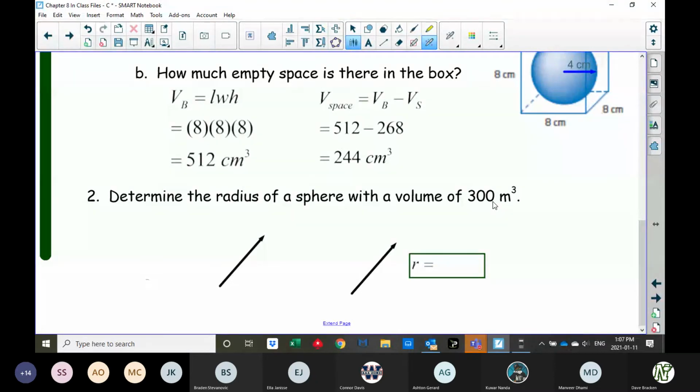All right, let's do the very last one here. Determine the radius of a sphere with the volume of 300. Okay, here we are again. We're doing the opposite of what the formula is set up to do. The formula is set up saying, give me the radius, I'm going to do my formula and give you back the volume. But we want to spin it around now to say, okay, I know my volume. What's the radius? So we still start with our formula. There it is.